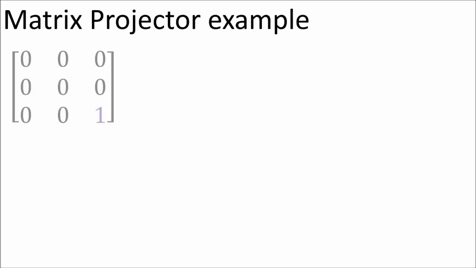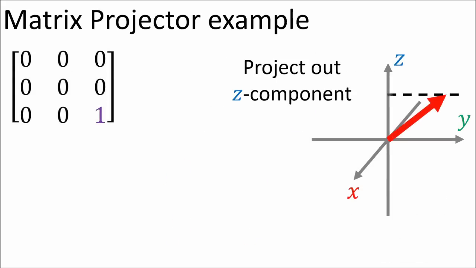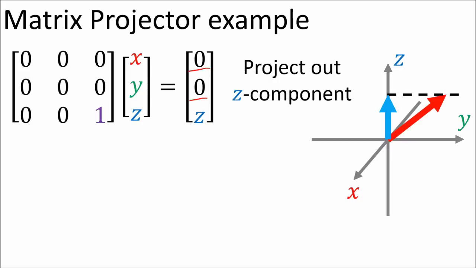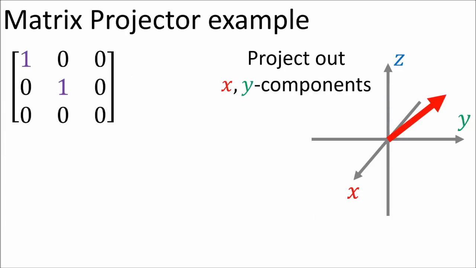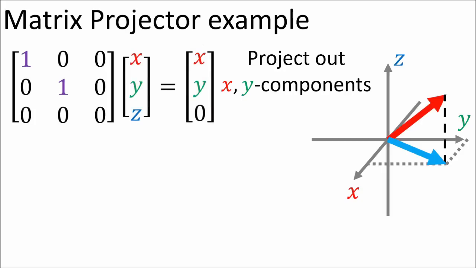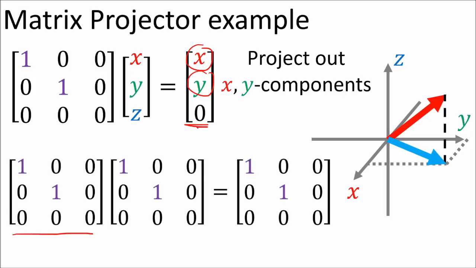Let's look at some examples of matrix projectors. This matrix here projects out a 3D vector's z component. It sets the x and y components to 0 and leaves the z component alone. You can check that this matrix squares to itself, so applying it once is the same thing as applying it twice. This other matrix projects a 3D vector onto the xy plane, so that the z component is set to 0 and the x and y components are left alone. This matrix also obeys the same projector property.